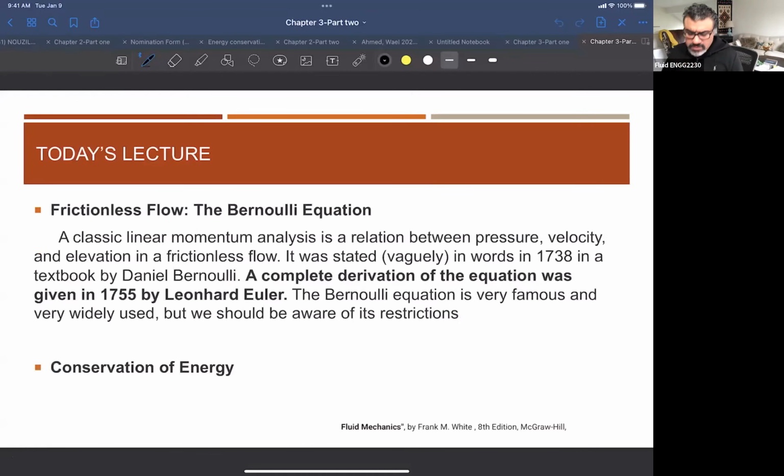So today's lecture is talking about something called the Bernoulli equation, and the Bernoulli equation is a specialized form of the energy equation, assuming a very important thing. Remember when we talked about ideal flow? What was the ideal flow referring to?